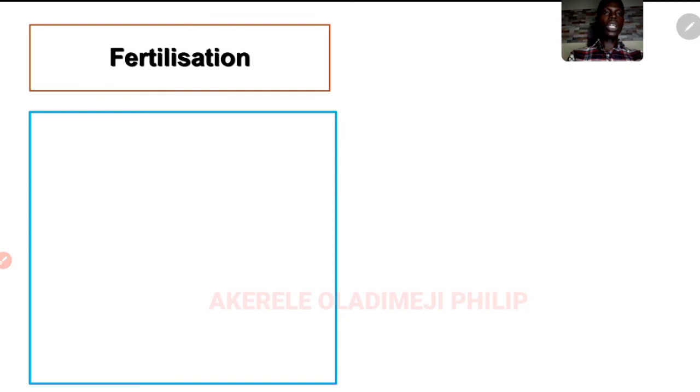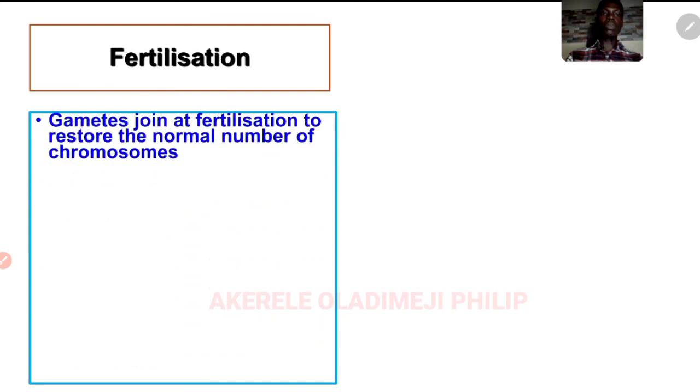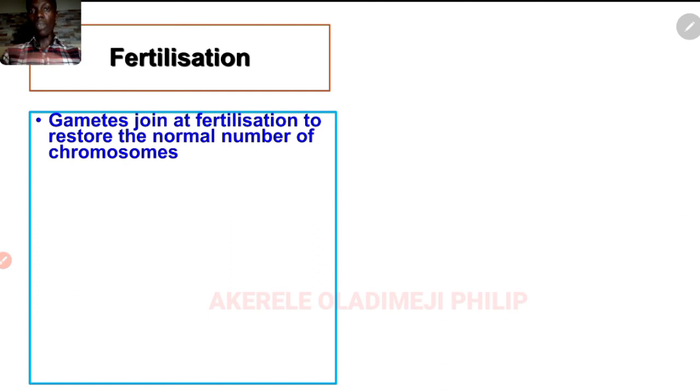So let's quickly look at fertilization a bit before we round up, because the title is meiosis and fertilization. The gametes are joined at fertilization to restore the normal number of chromosomes. What does that mean? In humans, we have 46 chromosomes in each of our cells originally. Then the cells that had 46 chromosomes will be reduced to 23, and fertilization will return it back to 46.